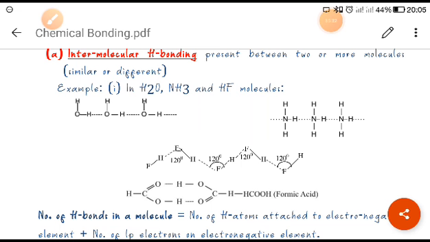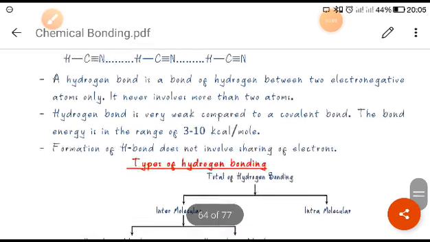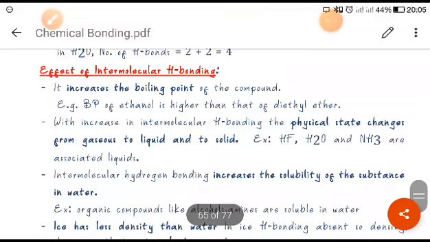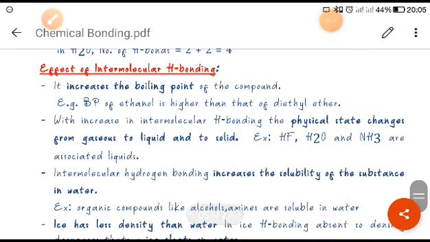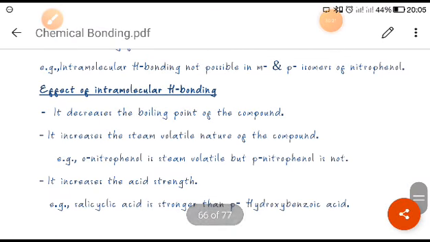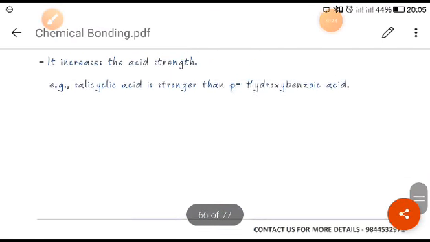So now we have already discussed intermolecular and intramolecular. Intermolecular is between the molecules, and intramolecular exists between the hydrogen and the electronegative element of the same molecule. Okay, so I hope you have understood about the hydrogen bond and the types of hydrogen bond. Here some examples are given, right? So we have discussed this.